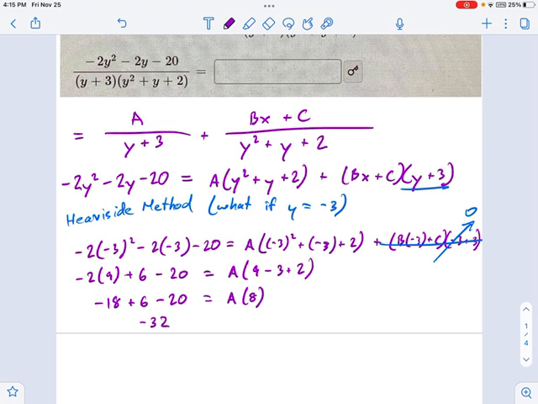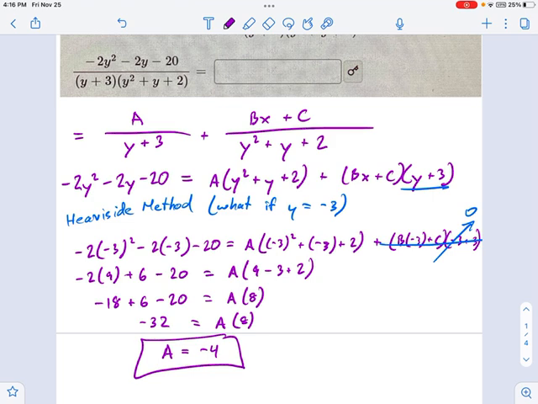I think this is negative 32 on the left and a times 8 on the right. Well, that means a equals negative 4. Now that right there is what we get from the Heaviside method. We solve for one of these a, b, or c values. And that's really useful because without that, you would have had to use matrices or some of the more advanced systems of equation solutions that we've talked about.